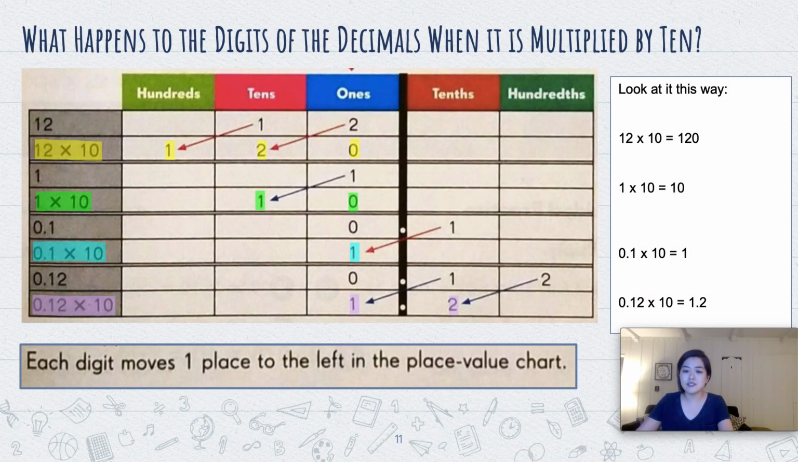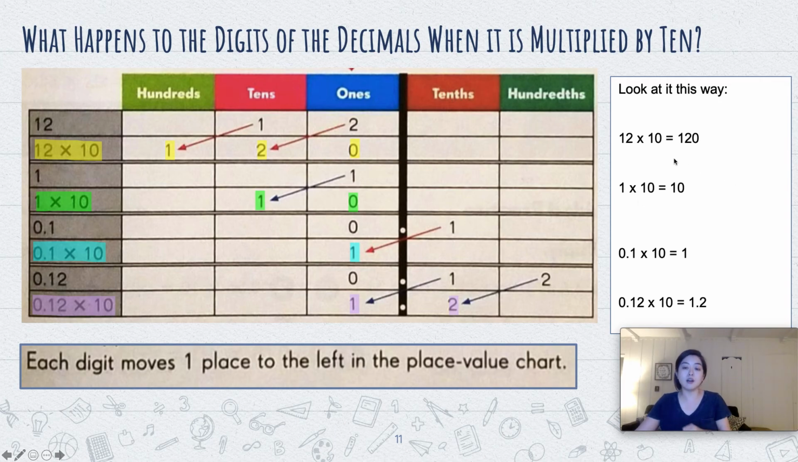Now we can think of it like this. We have 12 times 10, you know it's 120, right? 1 times 10 is 10. 0.1 times 10 is 1, according to the place value chart. And 0.12 times 10 is 1.2, according to the place value chart.